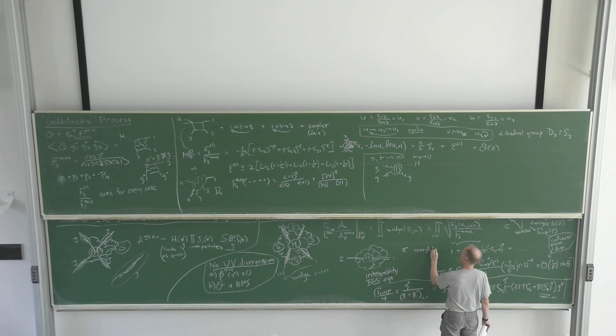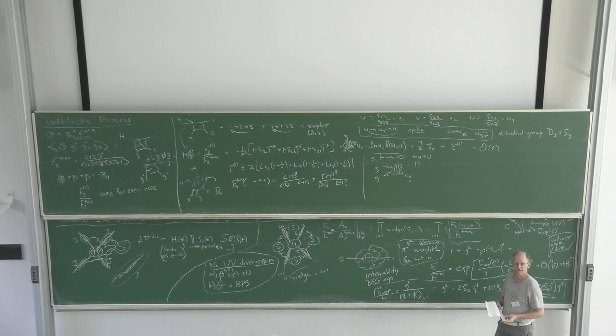So if we look at this loop order, we see that zeta n is weight n. So we see that at order g to the 2l, at l loops, the weight is 2l minus 2. Okay? So that's a special property of this.